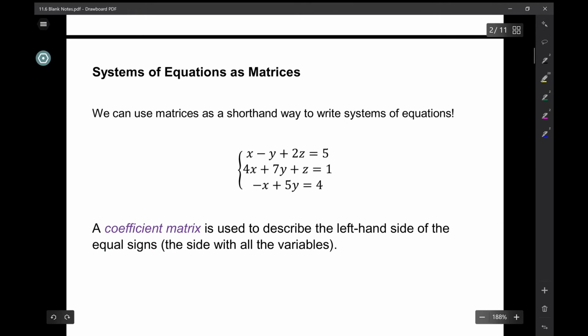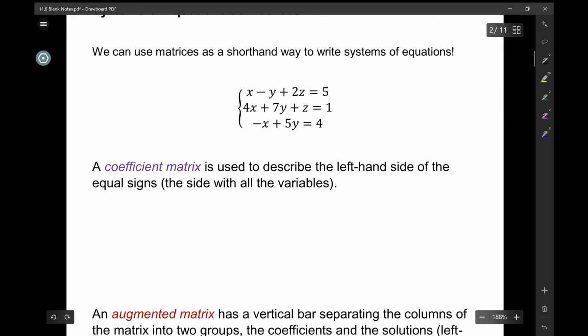All right, so let's talk about systems of equations as matrices. We can use matrices as a shorthand way to write systems of equations. So let's practice with this system of 3 equations and 3 unknowns. If we're going to use a coefficient matrix, we're just going to write the left-hand side, that's the side with all the coefficients on the variables.